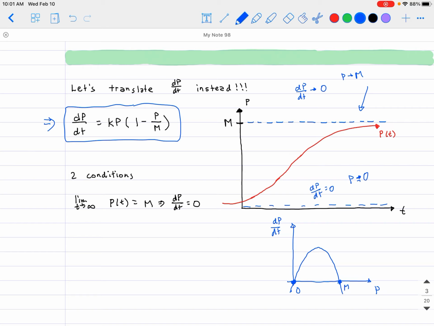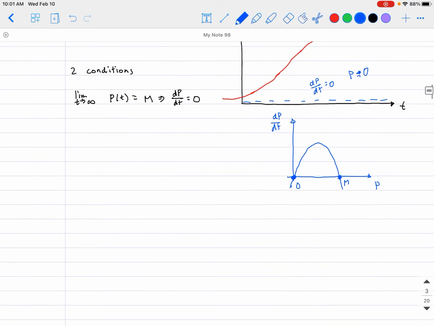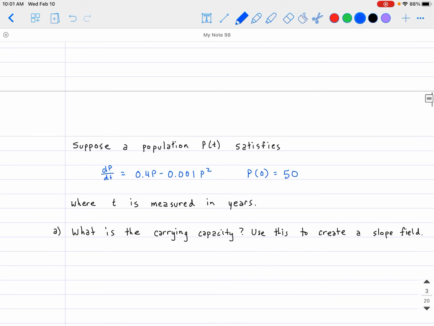Okay, so now that we understand where the differential equation is coming from, let's see if we can translate or make sense of all of this, so that we don't have to solve for the population equation every single time. Okay, so here is a problem using this setup right here.